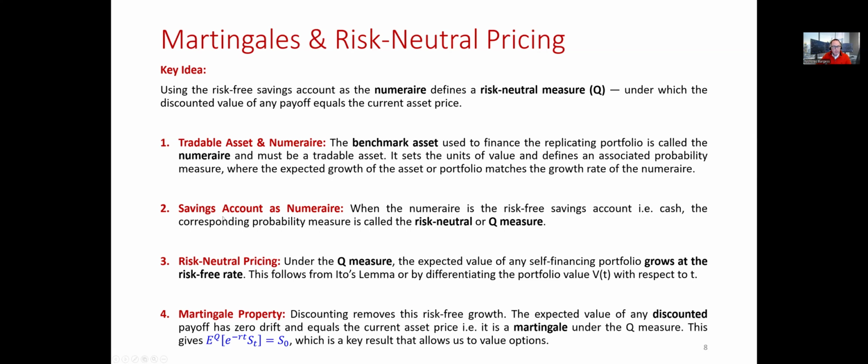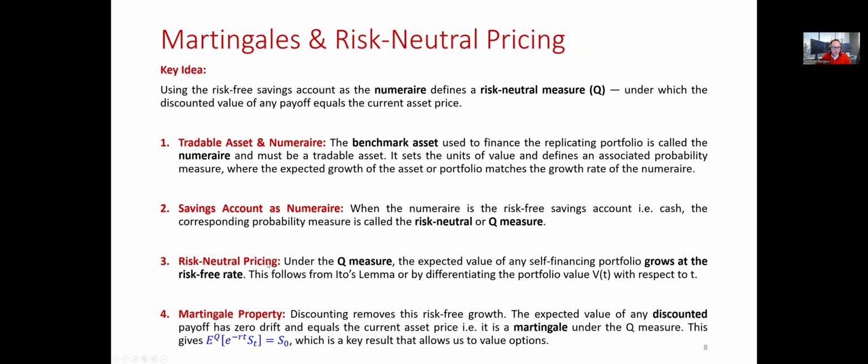Now, when we select the savings account as the numeraire, then the numeraire is the risk-free savings account, i.e. cash, and the corresponding probability measure has a name. It's called the risk neutral or the Q measure. So the savings account grows at the risk-free rate, so we call it the risk neutral measure or the Q measure.